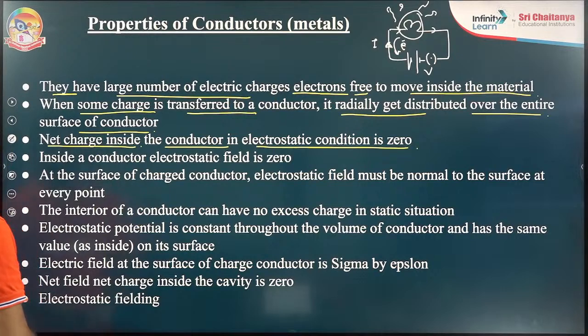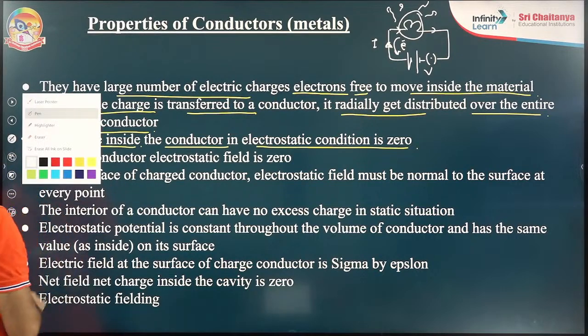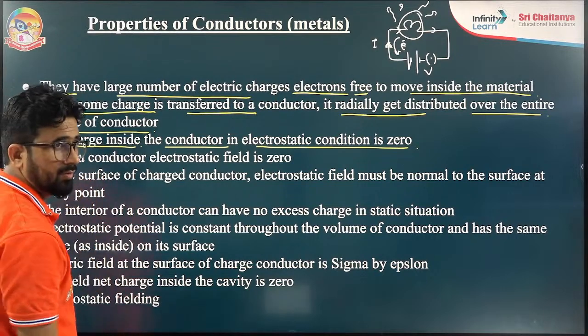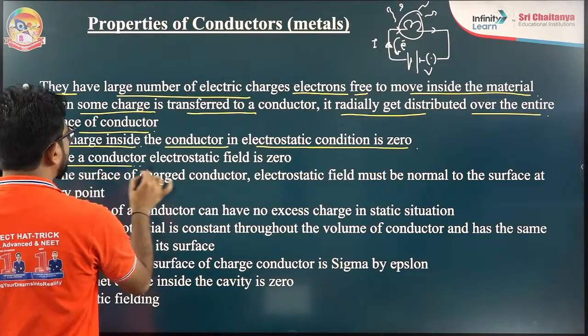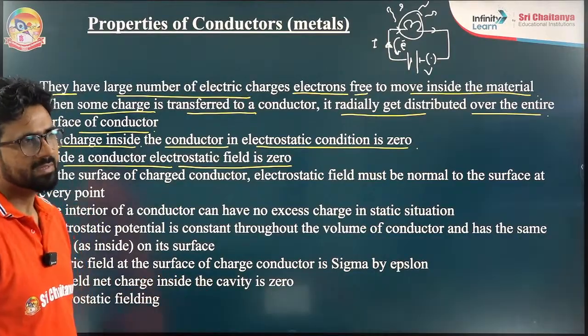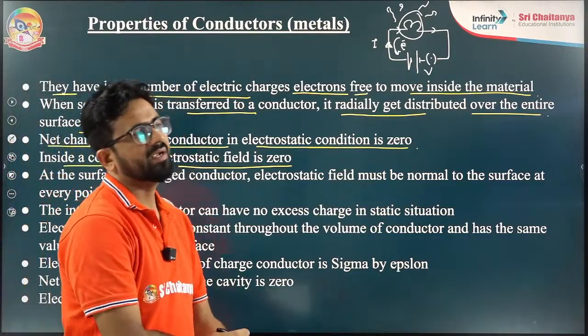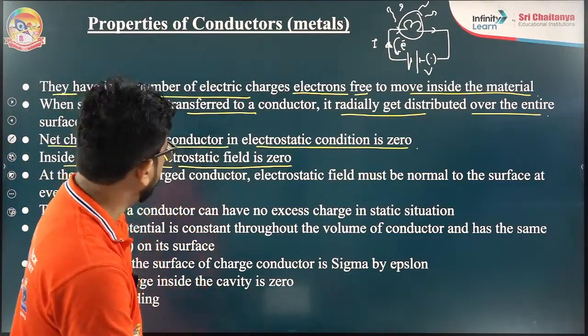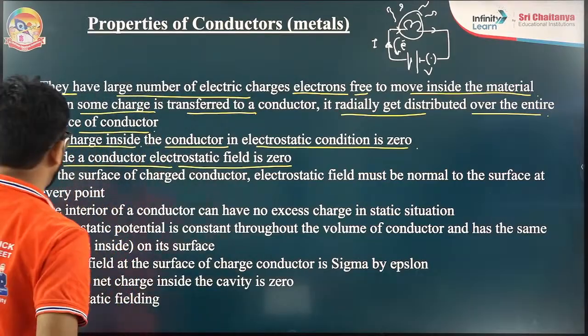Okay. Now, the next property we are going to learn: inside a conductor, the electrostatic field is 0. Just now I told you, the net charge is 0, the net field is also 0. So it is not going to change. That's a very important property.